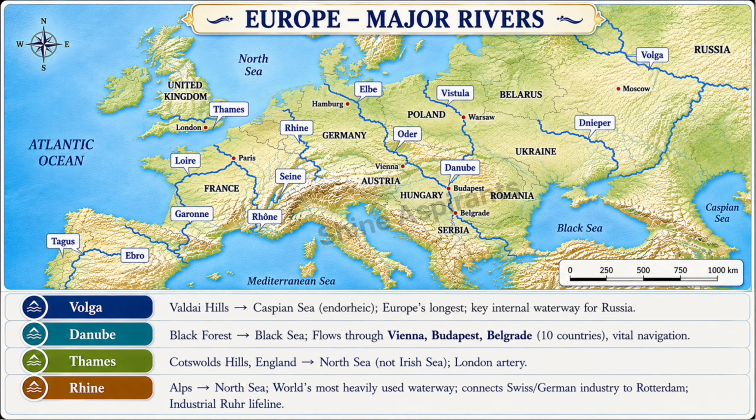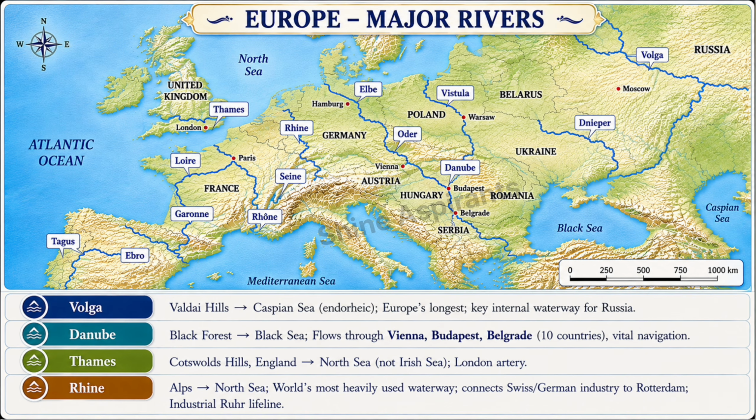Danube River. Origin, Black Forest, Germany, Black Sea. Key facts. Flows through Vienna, Budapest, Belgrade, 10 countries. Vital navigation river, most international river in the world. Thames River. Origin, Cotswolds Hills, England, North Sea, not Irish Sea.